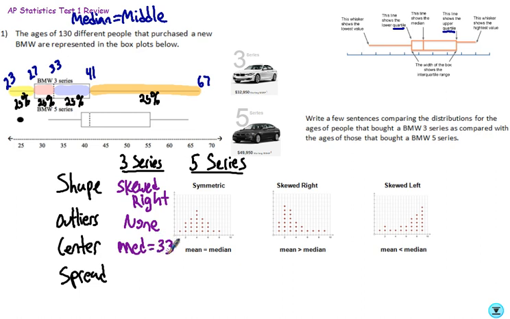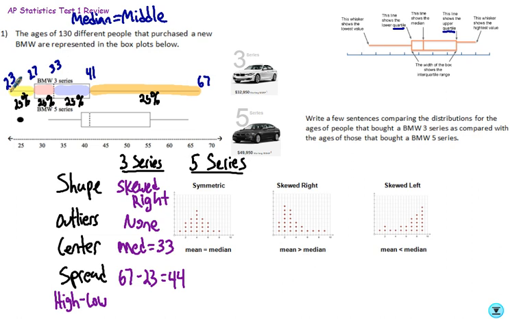And then the spread, right? So what the spread refers to is the largest number minus the smallest number, right? So for instance, if we said spread, we'll just write this down here. So high minus low, right? So the highest number here is 67. The lowest number is 23. And so if I find the difference between those things, we get 44. So there's a 44-year gap from the oldest person that bought the 3 Series to the youngest person that bought the 3 Series.